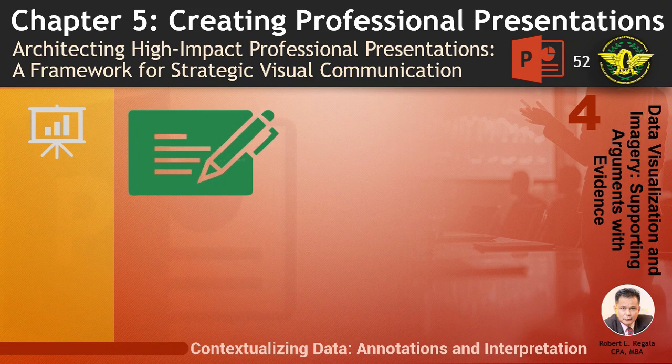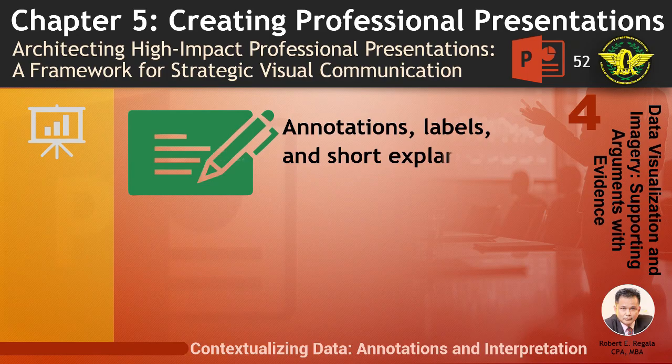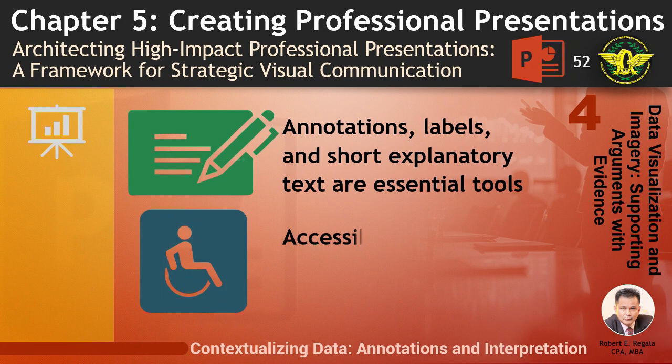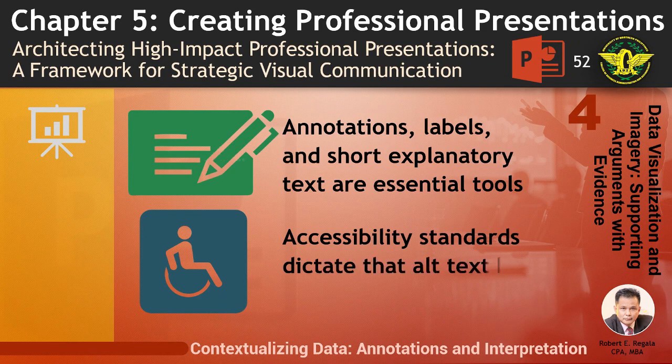Contextualizing data, annotations, and interpretation. Raw data points, even when presented visually, lack utility without proper context. Annotations, labels, and short explanatory text are essential tools to help the audience interpret the findings and understand the necessary actions derived from the visual. It is mandatory to label all axes, units, and key data points. Furthermore, when slides are distributed for consumption outside the presentation context, accessibility standards dictate that alt text be added to all images.